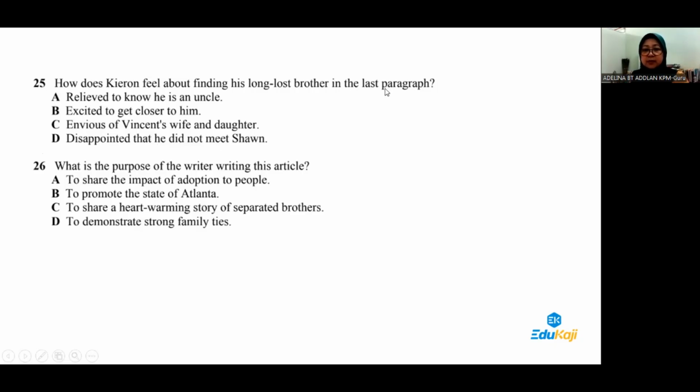Where to get the answer, mentioned here in the last paragraph. So if you look back at the text, you can see that in the last paragraph it tells you the feeling of Kieran. How did he feel when he was talking about finding his long lost brother? And the last one, we are talking about the purpose of the writer writing this article.